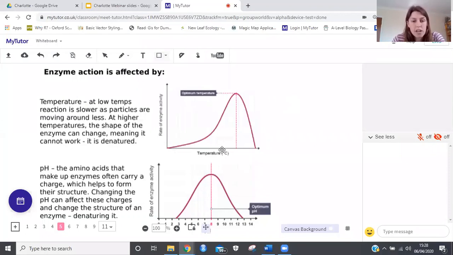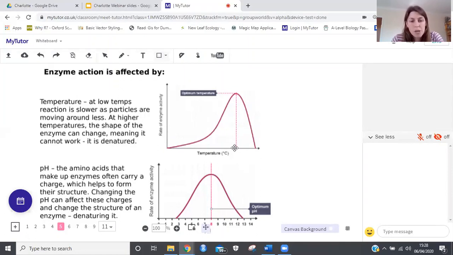So we've got a graph here, the rate of enzyme activity on the y-axis there, and temperature on the x-axis. And we can see that the rate of enzyme activity increases slowly as temperature increases. And then we get this quite fast increase here at a particular temperature until we hit the fastest possible rate of enzyme activity. And that is at our optimum temperature. So it tends to be, we run at about 37.5 degrees Celsius. So enzymes within the human body tend to work best at about that temperature.